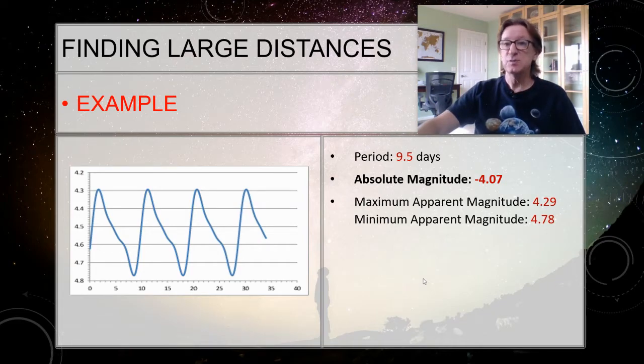Okay, the next thing I need to do is take the average of those. So you just add these two numbers up and divide by 2. Go ahead and do that now. Pause the video.